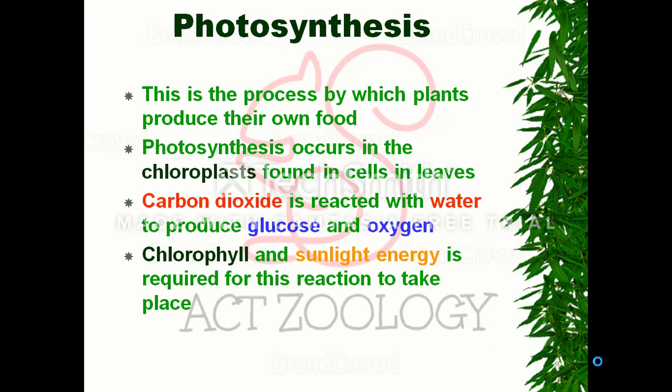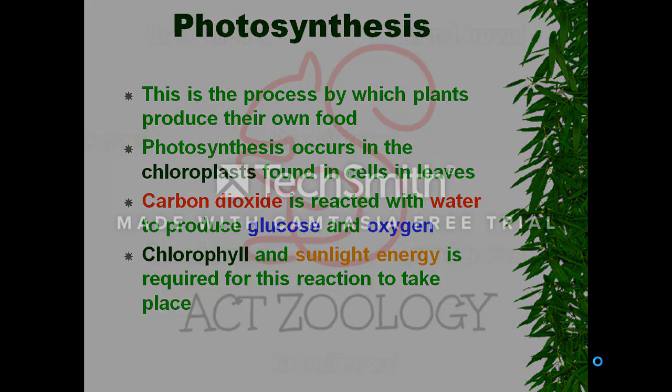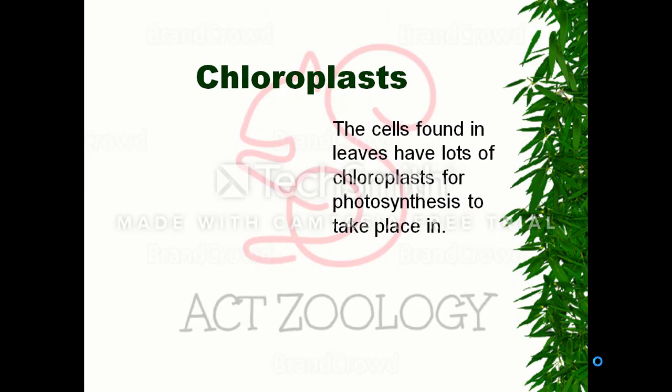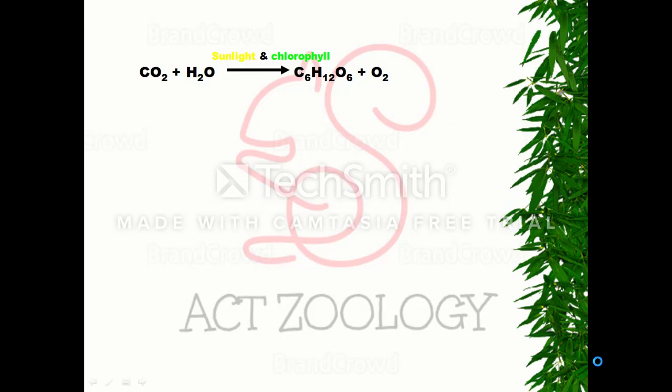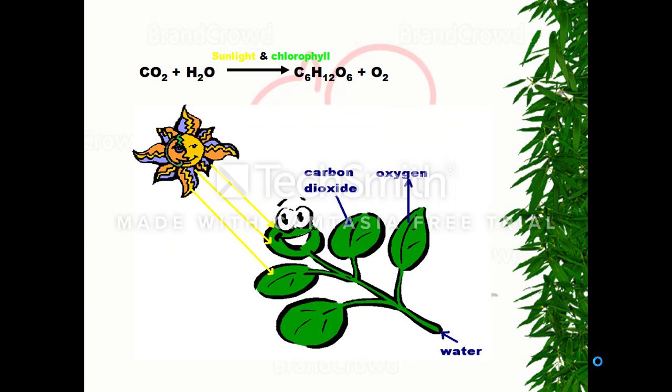Chlorophyll and sunlight energy are required for the reaction to take place, that is photosynthesis. What about the chloroplast? The cells found in the leaves have a lot of chloroplasts for photosynthesis to take place in. Sunlight and chlorophyll are required in the process, that is CO2 plus H2O, which gives us C6H12O6 plus oxygen.